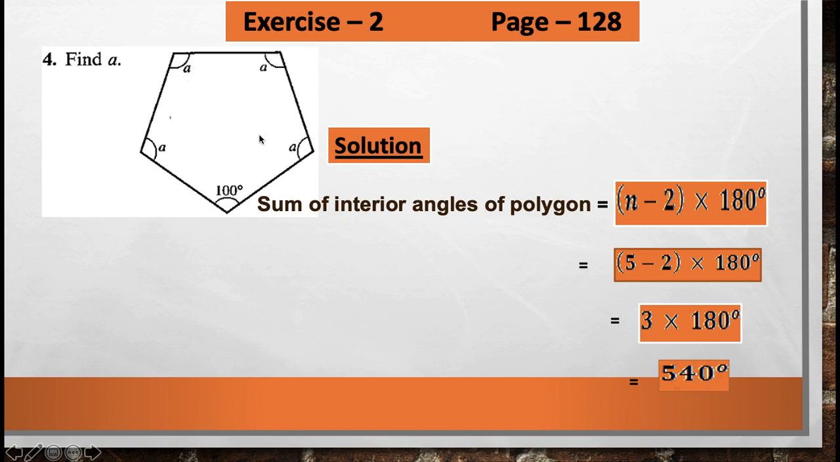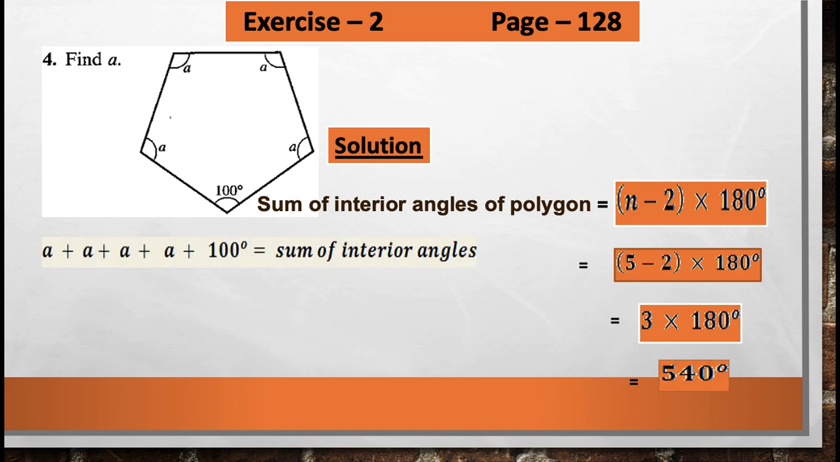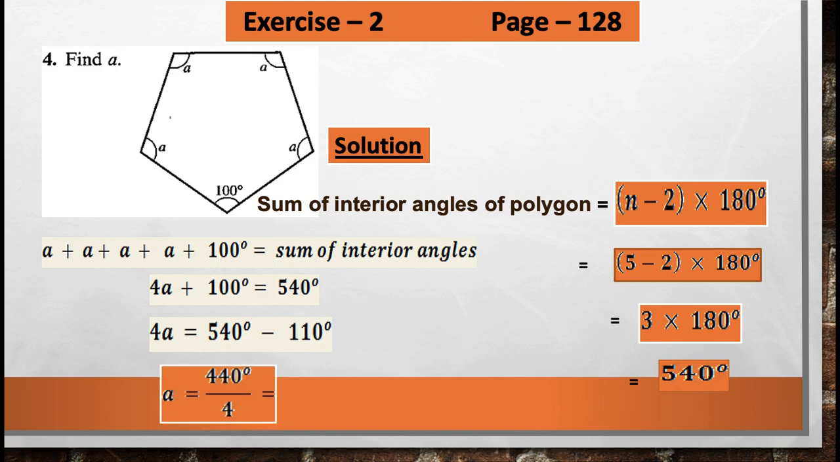So here you found the sum of interior angles of a polygon. Now it is very simple. This total angle is equal to 540. Angle A plus A plus A plus A plus 100 degrees equals the sum of interior angles, which is 540. So substitute 540. Now we will get 4A plus 100. Now you transpose 100 degrees, students. On the opposite side you subtract from 540 to get 440.